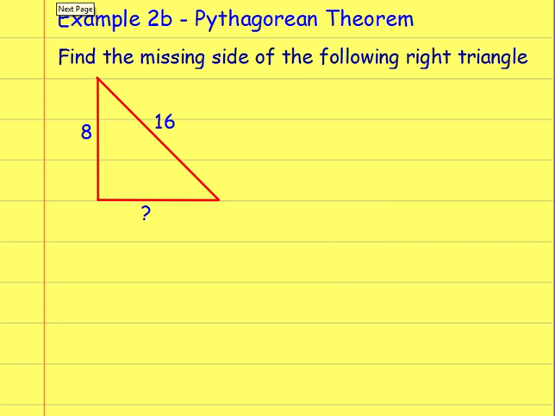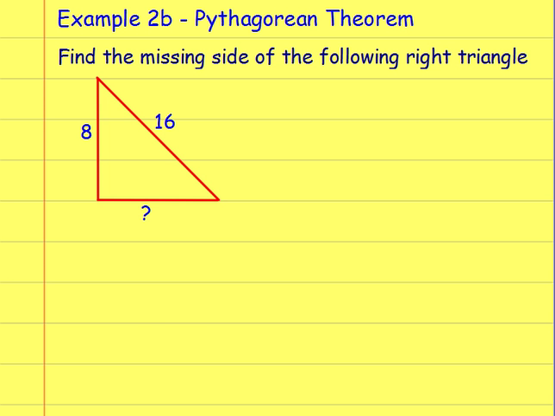Sorry, we were past this. Did we? We only did one Pythagorean. We just finished that one. All right, good. So let's try this one. It's another Pythagorean theorem. It says, find the missing side of the following right triangle. And then I gave you a triangle.